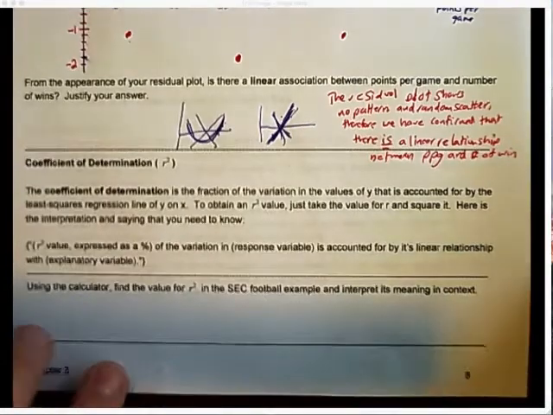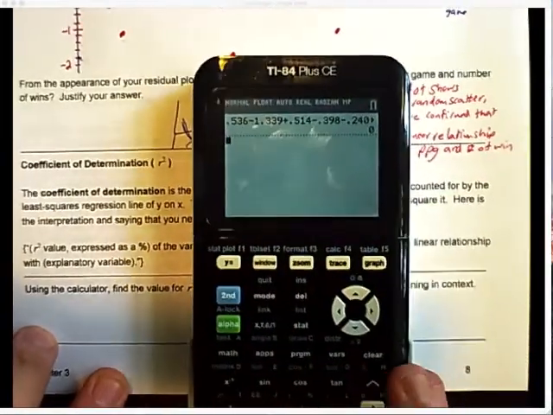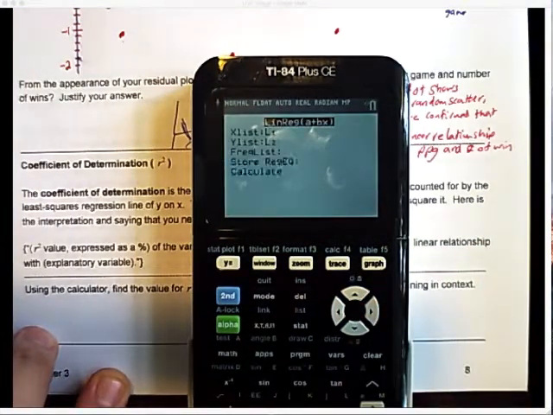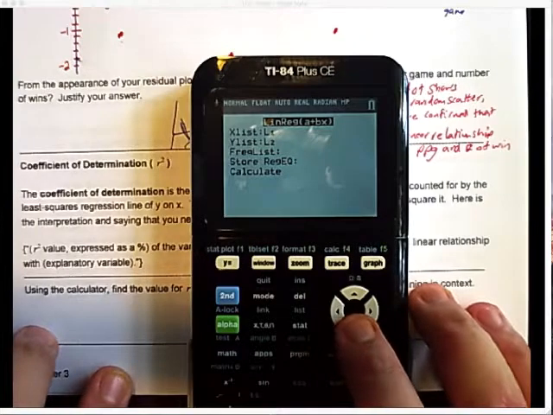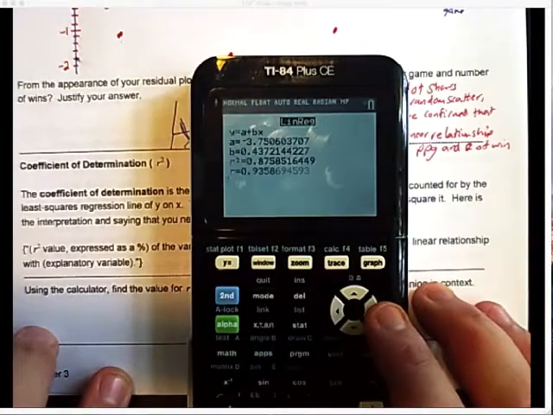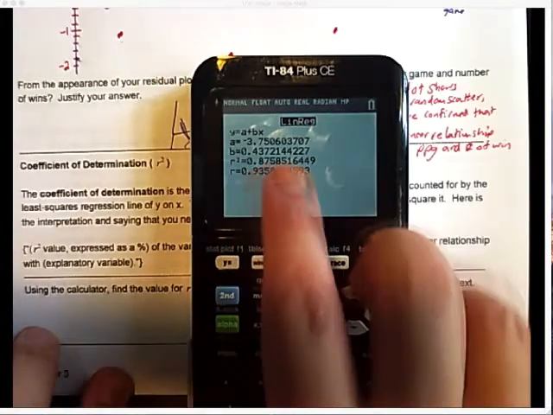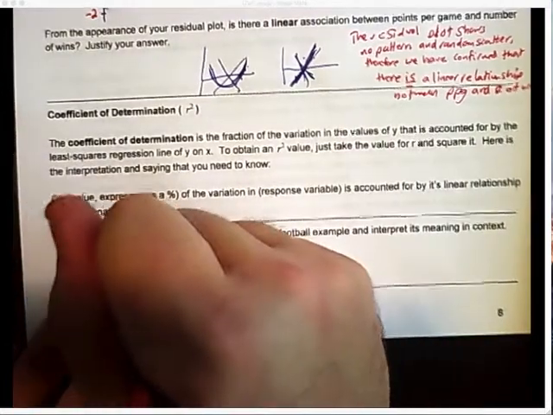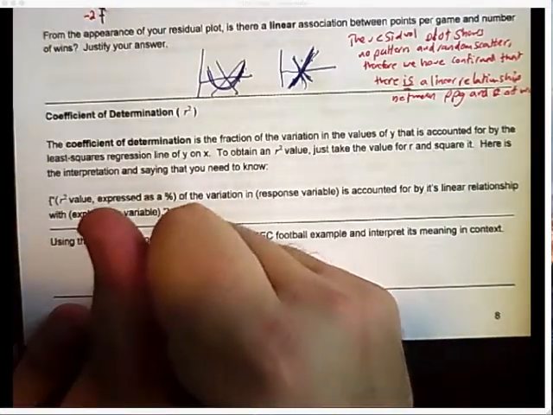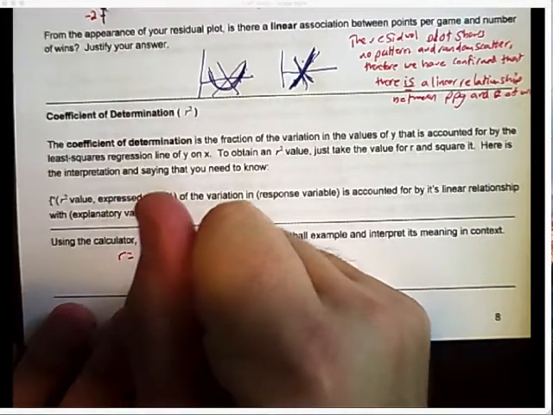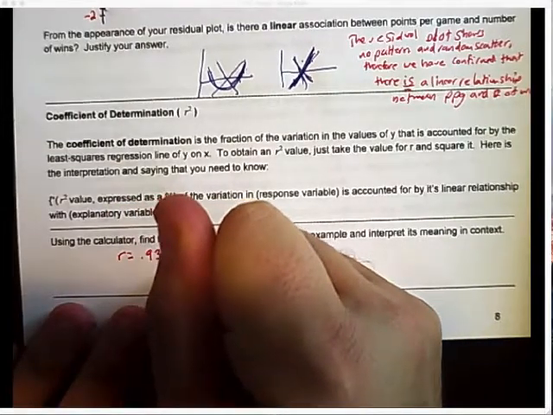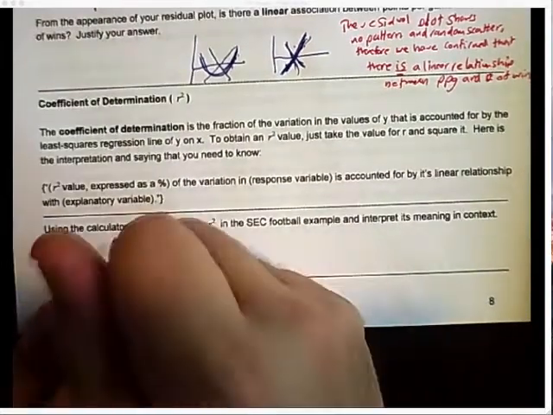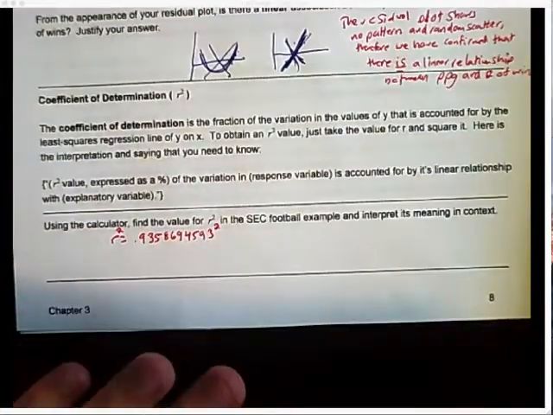So when we ran our linear regression, let's go back to that. When I did stat calculate linear regression, that 8th choice, and my data is in list 1 and list 2, and I calculate, it gives me the r squared value. It also gave me r. So there's 2 ways to find it. You can take this r value, 0.9358694593, and that's what r is. So to find r squared, you could just square that.